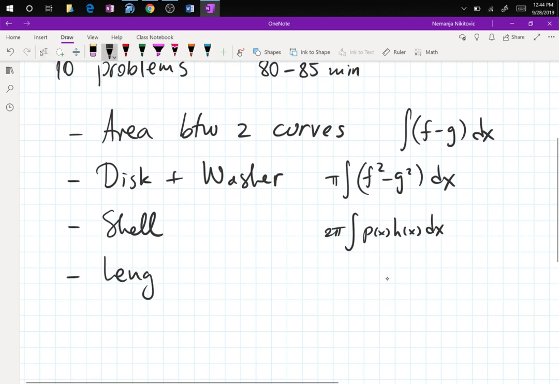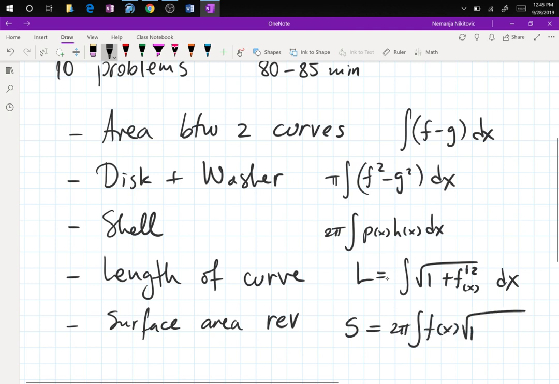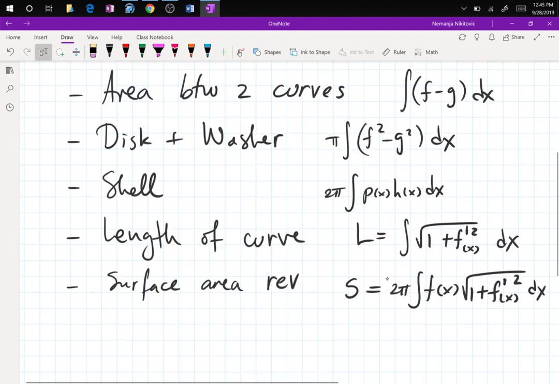Length of curve, which was L equals the integral of the square root of 1 plus f prime squared dx. So it's not a 12, that's a derivative squared. Surface area of revolution, which was S equals 2 pi integral of f of x times the square root of 1 plus f prime squared of x dx. So that was the revolution.